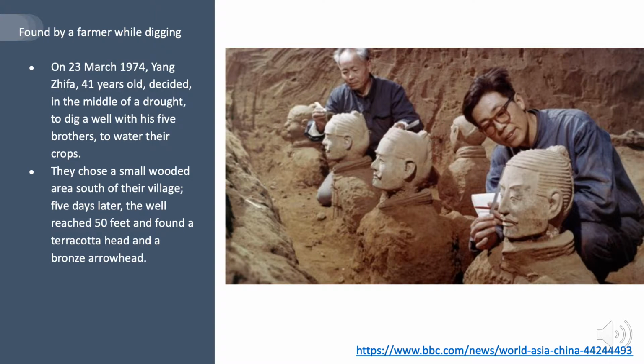So the terracotta warriors were first discovered by a farmer while he was digging. I believe it's the older gentleman in the image here. He's in his 90s now. But when he was 41 years old in 1974, he decided in the middle of a drought to dig a well with his 5 brothers to water their crops. They chose a small wooded area south of their village. 5 days later, the well reached 50 feet, and they found a terracotta head and a bronze arrowhead.